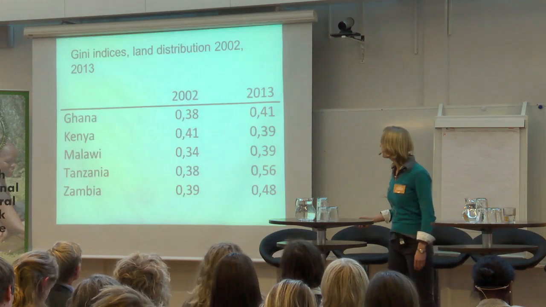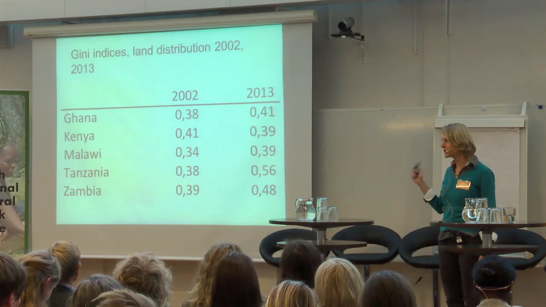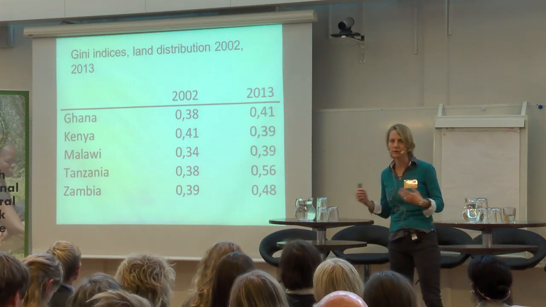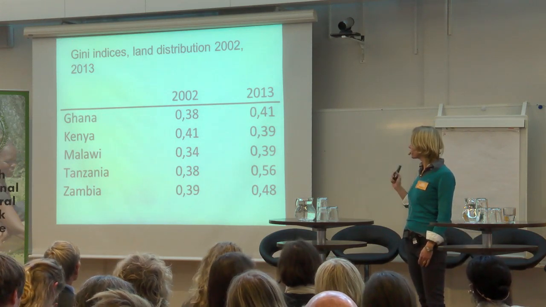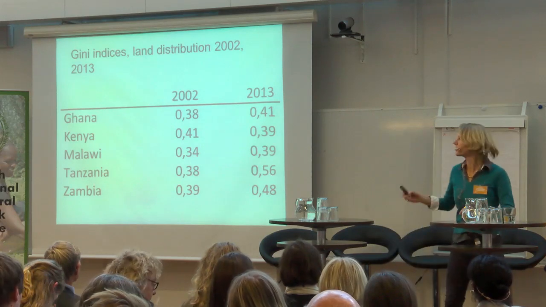And this is actually quite dramatic if we look at the Gini indices. The Gini index basically shows the distribution of an asset, in this case land. You can have them for incomes as well. So a Gini index of 1 is total inequality. One person owns everything. That's the basics.